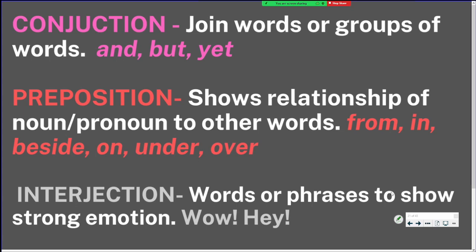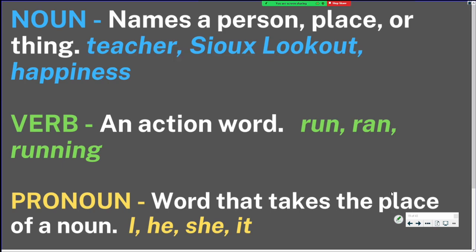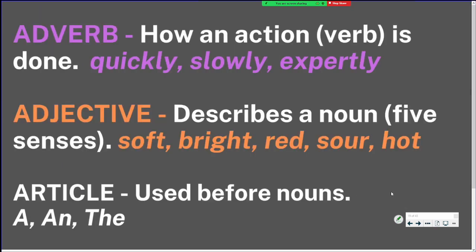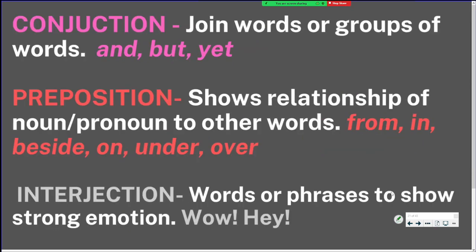Conjunctions, these join words or groups of words: and, but, yet, so, for. These are probably the hardest ones to understand. I think that nouns and verbs and pronouns come a little easier. Adverbs, adjectives, and articles are a little bit harder to understand, and these ones are the most kind of technical.